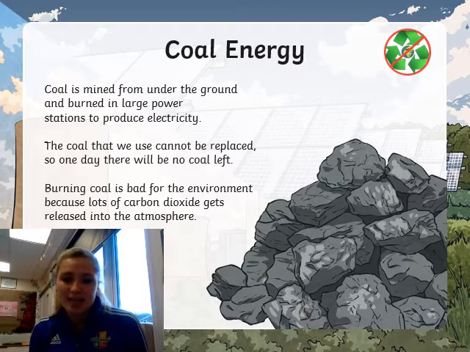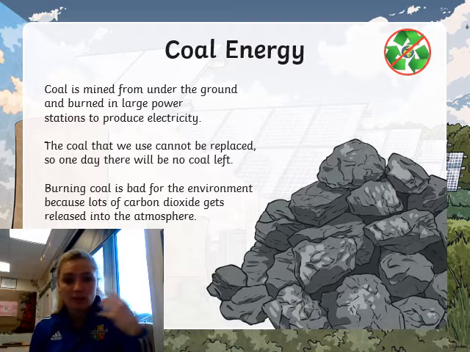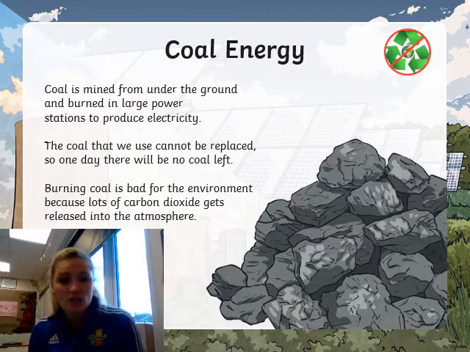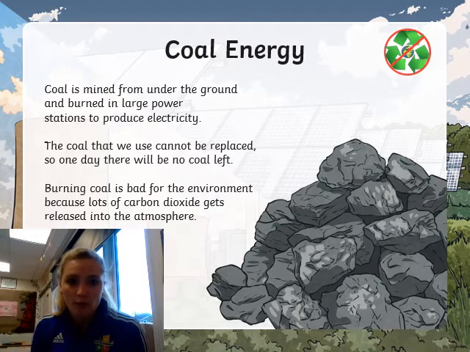So we're going to look at how this energy is made. To start with, we're going to look at coal energy. This is again a non-renewable, because we learned lots about coal mining in year 2 and how now we've got less and less coal to be able to use, and the effect of the coal as well. Burning it is not a desirable outcome.